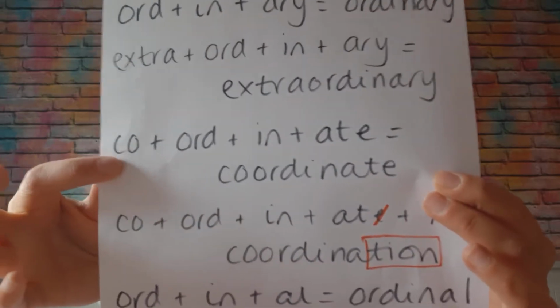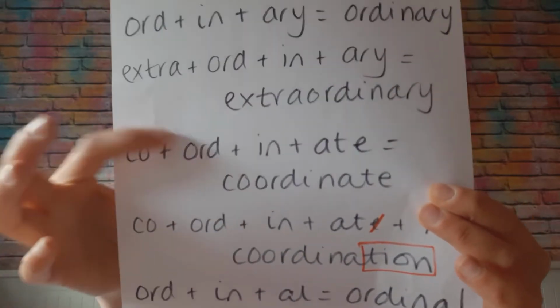So this one, coordinate, okay, remember co means with. So sometimes we would talk about we're going to coordinate our efforts, or we need to coordinate with somebody else, and that means about working with somebody else to get it in order. So basically that working together bit.